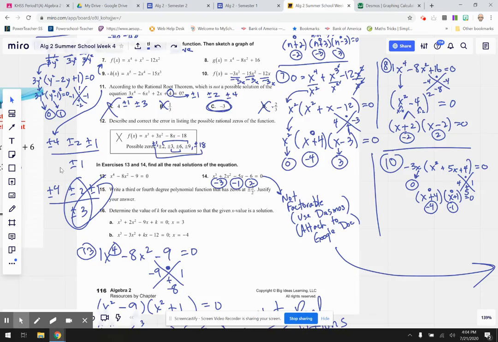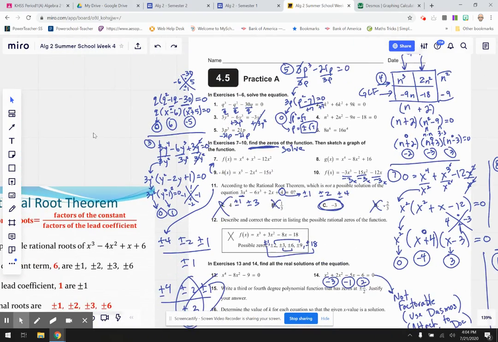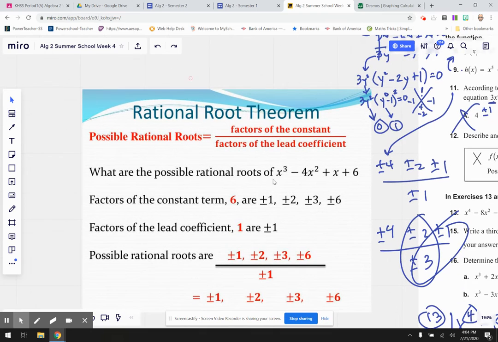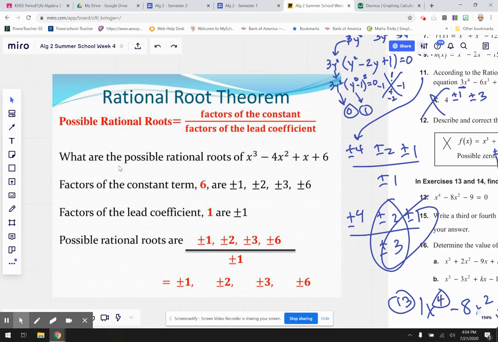Let's see, 11. It's called the rational root theorem. It's right over here. And it's talking about the factors of the constant being on top of the factors of the lead coefficient. So that would tell you what are possible roots. What could they possibly be? It would help you eliminate ones that can't work.